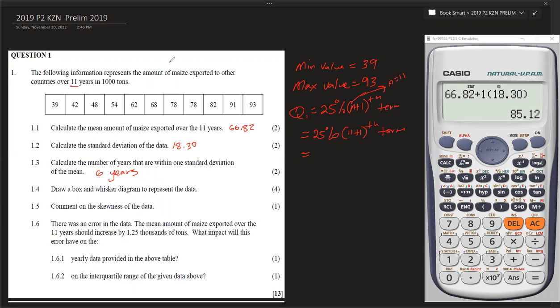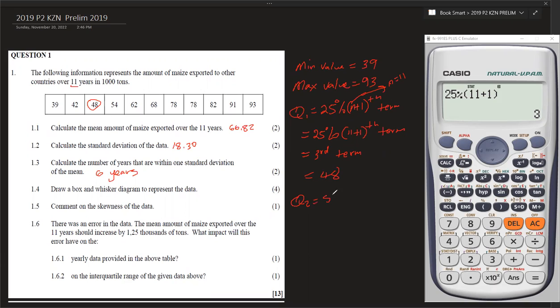So we need 25% of 11 plus 1, right? This gives us 3. So it means our Q1 is in the third term, which equals 48. Do you see? So we're going to say 48. Done. Now we're going to do the same.